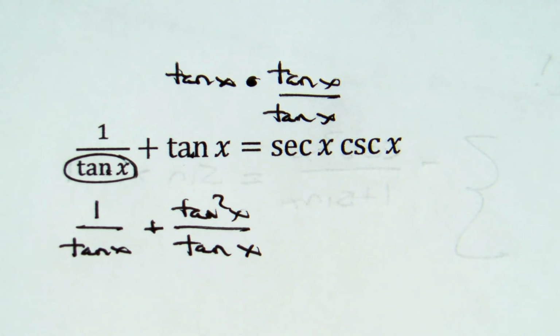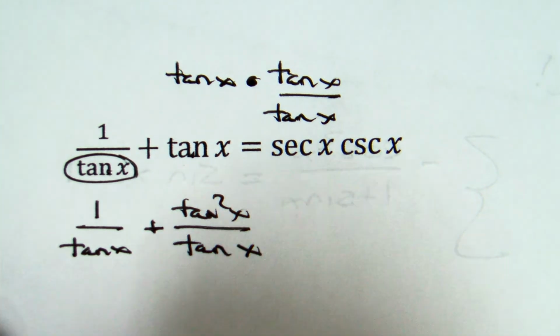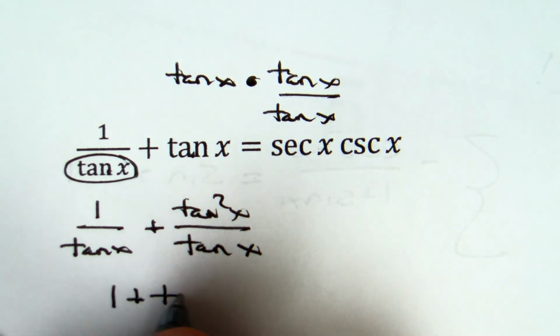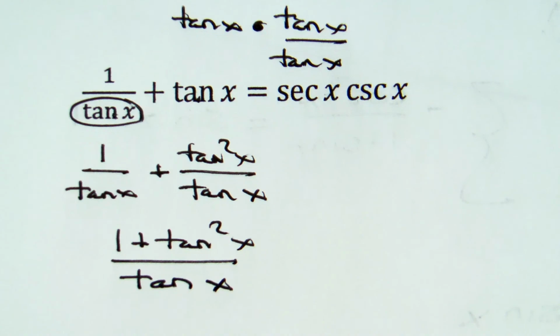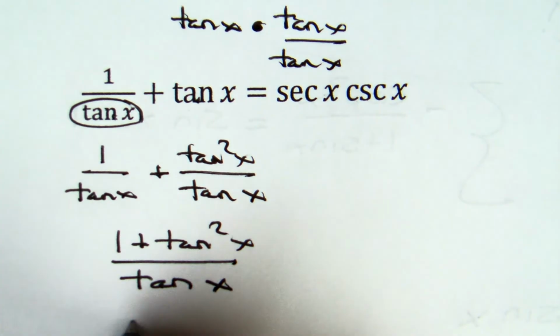Tangent x times tangent x. Okay. So that's tangent squared x. Same question? Good. So I'm multiplying it through. Okay? At that point, I can rewrite it as a single term. 1 plus tangent squared x over what? Tangent x. From Pythagorean identities, 1 plus tangent squared is secant squared.